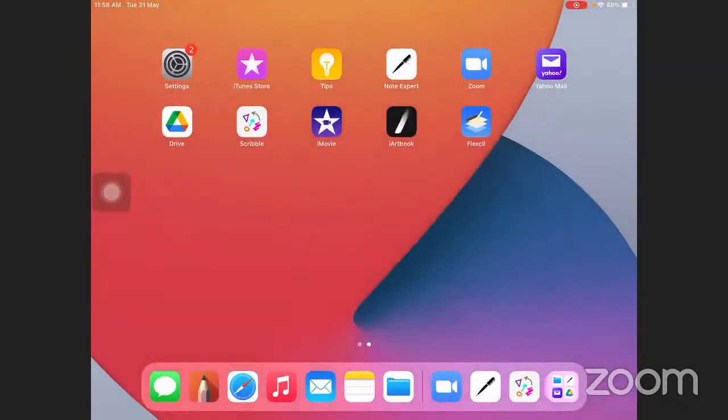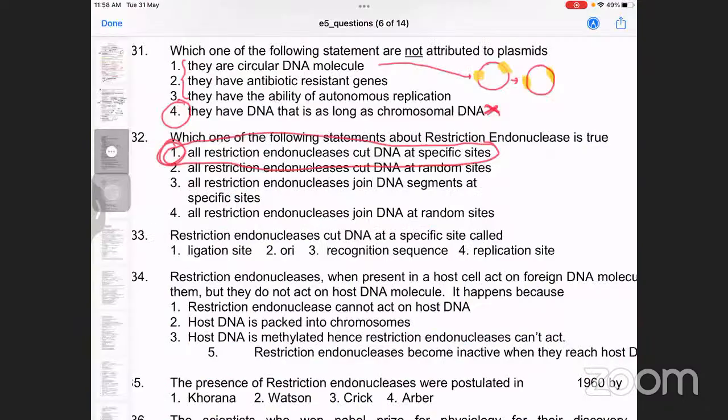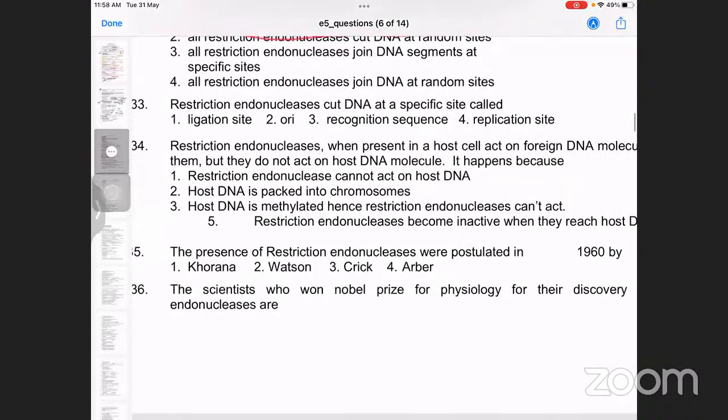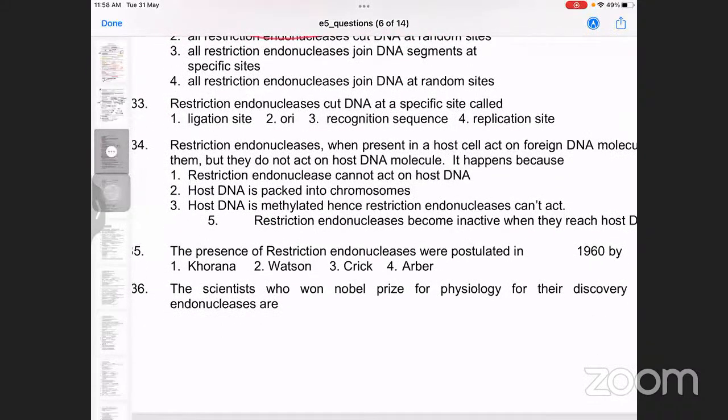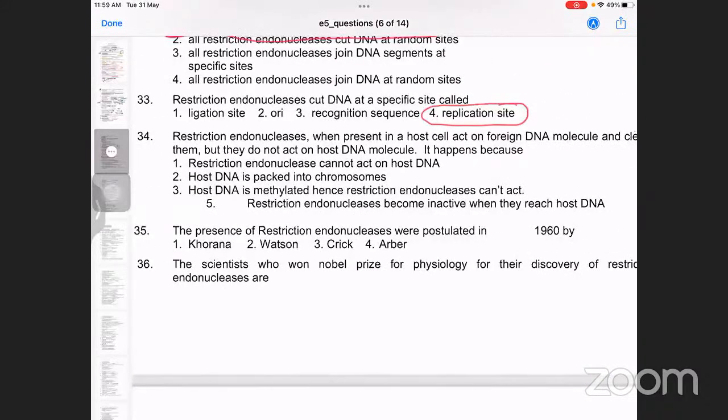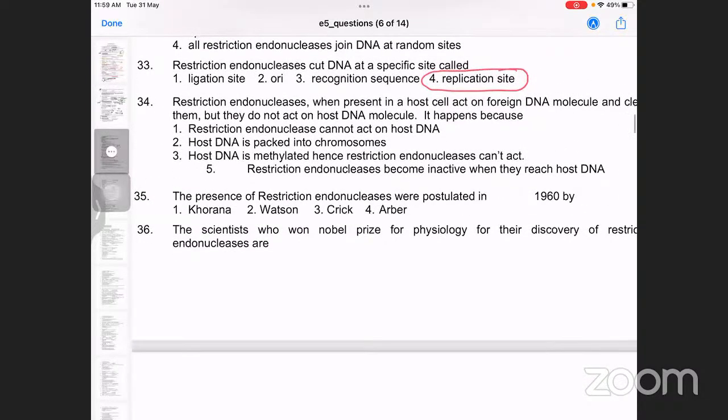Okay, a small break in order to continue with the session. Now, restriction endonuclease cuts DNA at a specific site, that is the restriction sequence, or restriction site. It is called the restriction site. It will cut only at the restriction site.